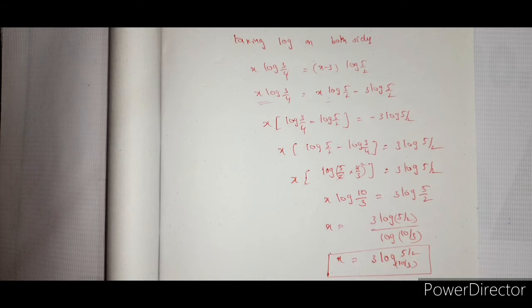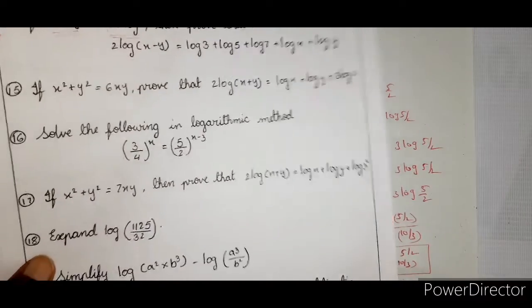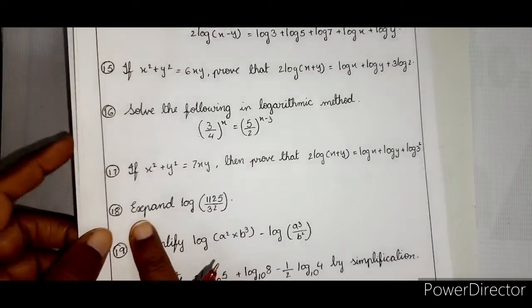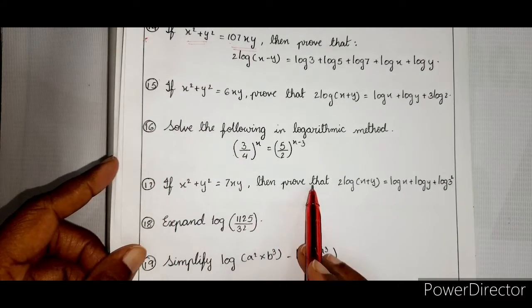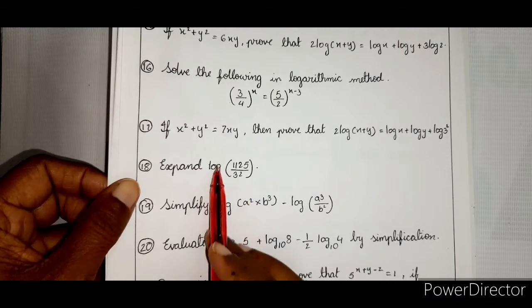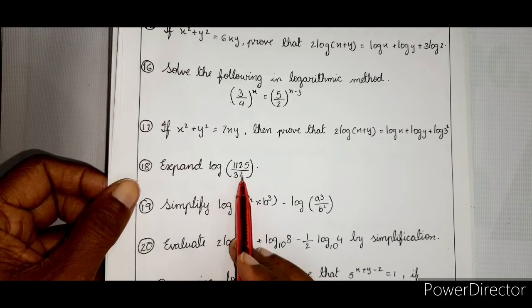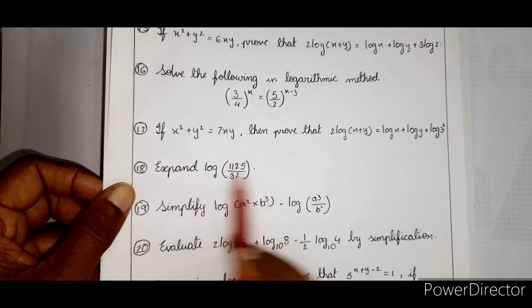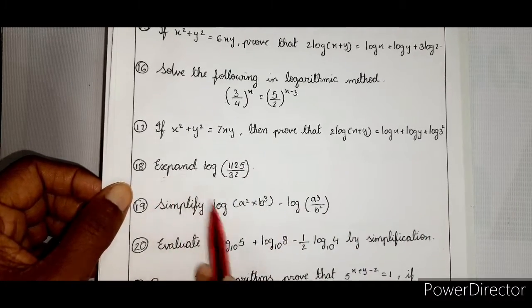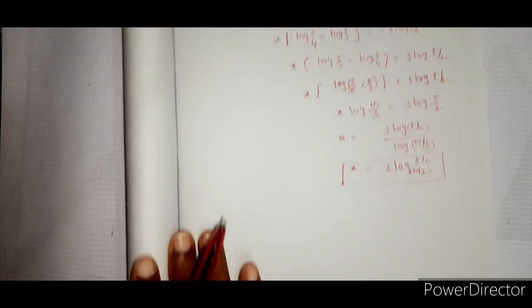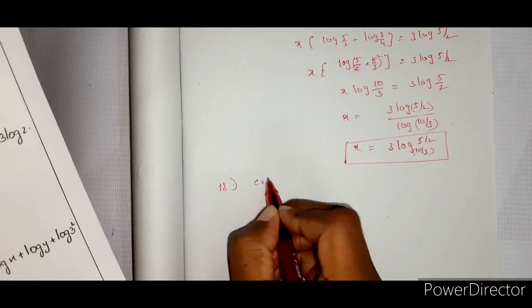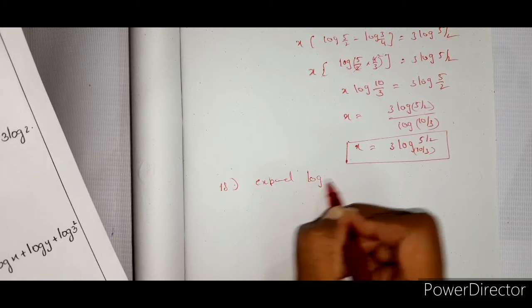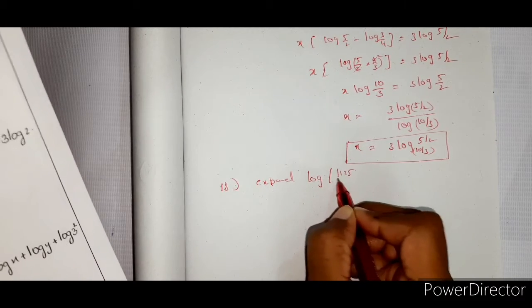Done. So now let us see the next problem. Right? 18th one. I already said the 14th, 15th, 17th are all the same kind, so I am leaving the 17th one to you. Now let's go to the 18th one. Expand log of 1125 by 32. We'll take the factors and then expand the whole thing, because he himself is saying only to expand. Right? So let's solve the 18th one. Expand log of 1125 by 32.